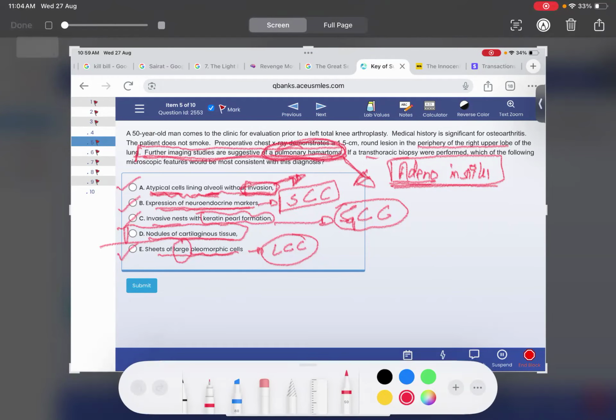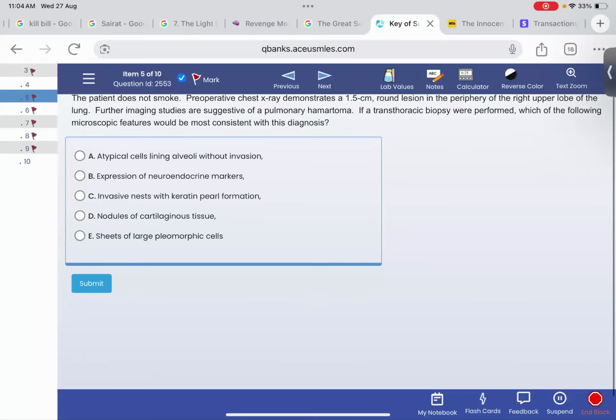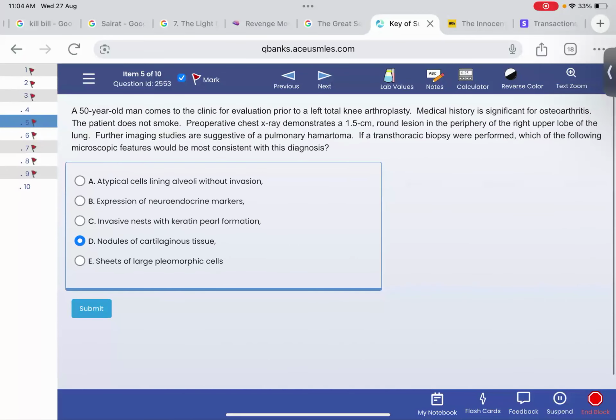One of our students has correctly answered the question and correctly gave the explanation as well. Have you got the point? Sir, what exactly are these nodules of cartilaginous tissue? What is that condition?